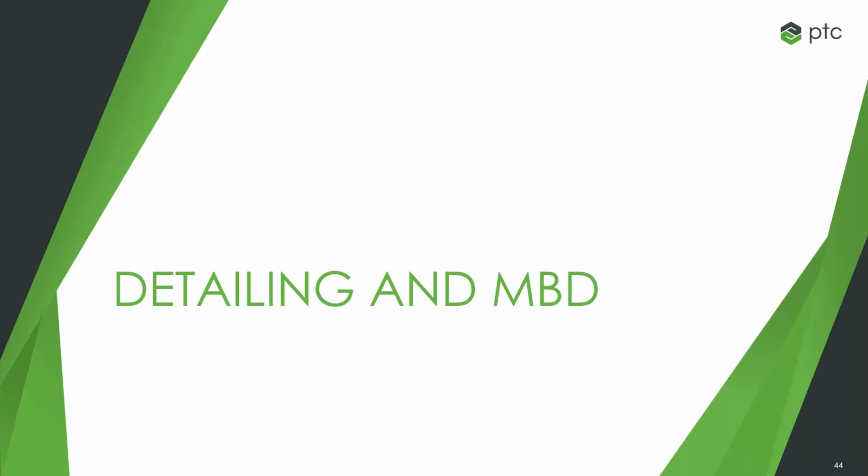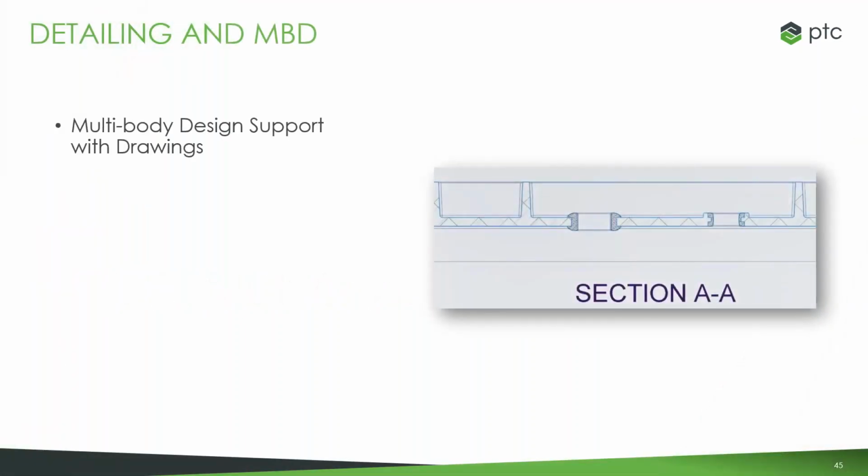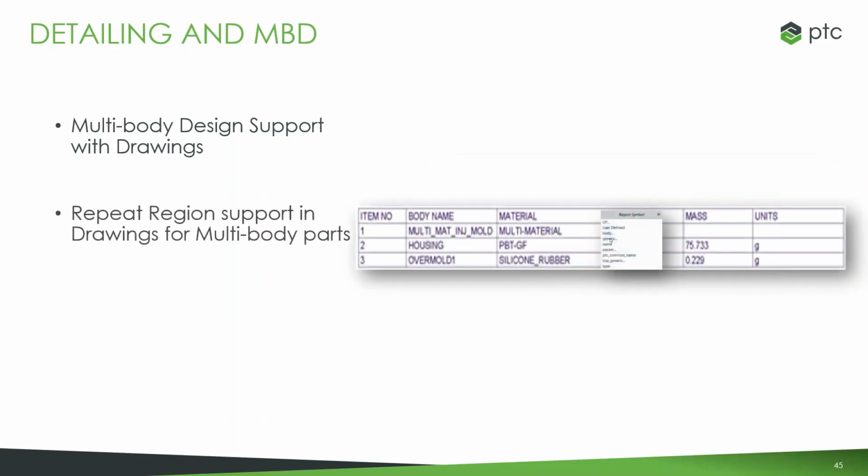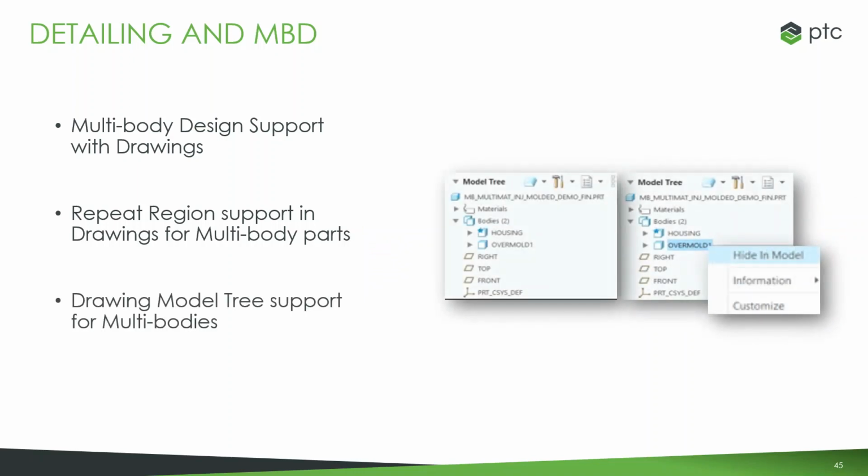So some new improvements to detailing in MBD. We have multi-body design support for drawings, another region that multi-body has worked its way into. You can have, for example, a part with multi-bodies with different materials assigned all in one part. One material in one section, one material in another. Now you can have different cross-hatching, for example, in the drawing to show that. Repeat regions know what multi-bodies are as well, so you can exclude construction bodies and different materials as you would need to. And the drawing model tree will also support multi-bodies. This really makes it easy to keep track of what's what and manage the bodies and the parts that you've made in Creo.